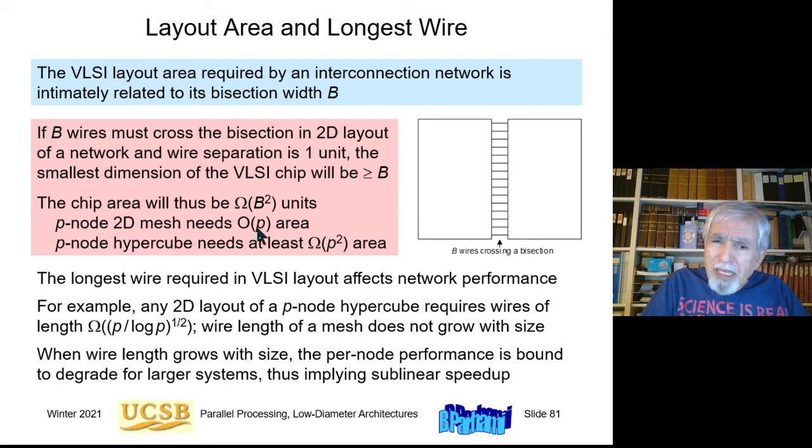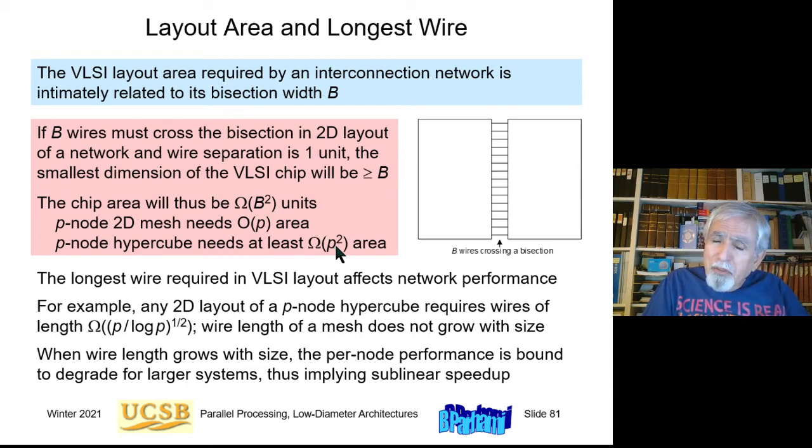A 2D mesh can be laid out in order P area. In other words, the area of a mesh is linearly proportional to the number of processors. Basically, we don't waste a lot of area for interconnects between the nodes because all the wires are short between neighboring nodes. On the other hand, because the hypercube has a bisection of P over 2, order P, its area, according to that theorem, must be at least proportional to P squared. So a large hypercube will require a lot of area because it will have a lot of wires.